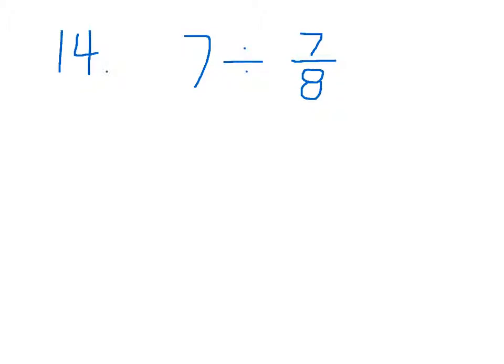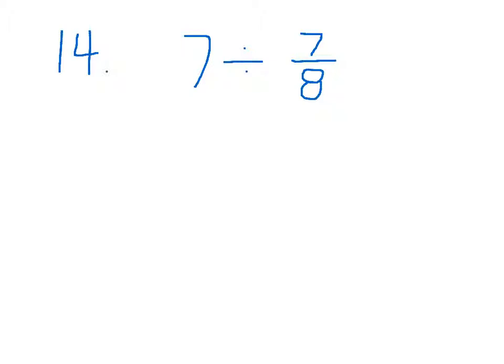All right, next up we have problem 14, 7 divided by 7/8. I'm trying to figure out how many times 7/8 will go into 7. So how many of these fit into that? 7/8's pretty close to 1. So I'm going to guess this answer is going to be like maybe around 8, 9, something around about there.